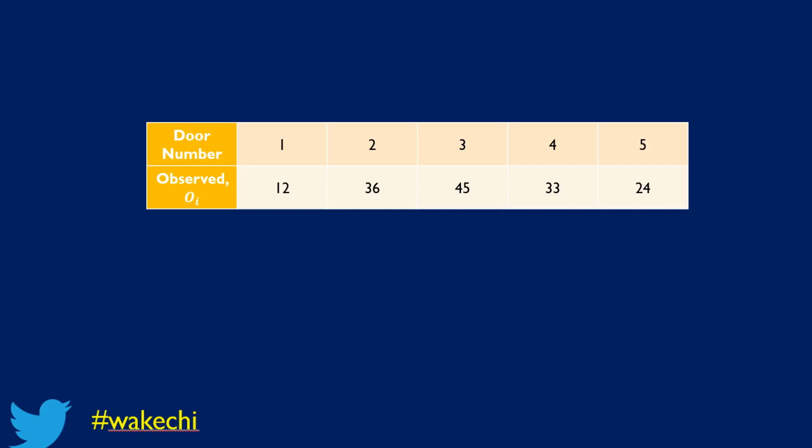We need to introduce a little bit of notation here, and you can see we've got Oi for observed data. Each Oi represents the number of observations at each door. So O1 would equal 12, meaning 12 people went into door number 1. And O5 would equal 24, meaning 24 people went into door number 5.